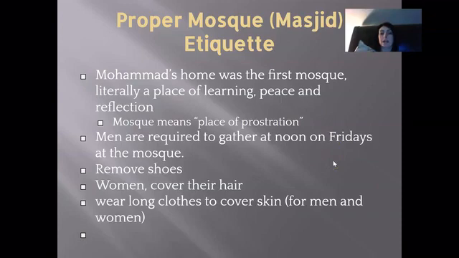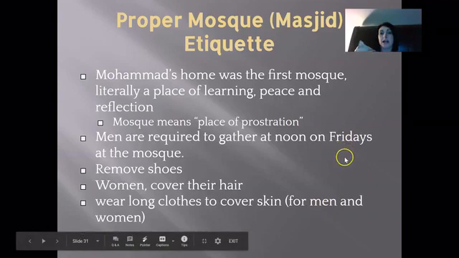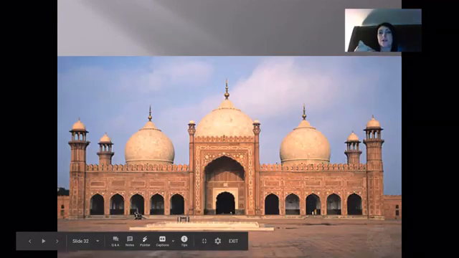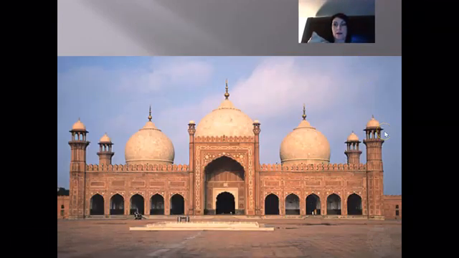Men are typically required to gather at noon on Fridays, so you will hear of what's called Friday mosques, which are for that purpose. It is customary to remove shoes. Women will cover their hair. And this is not uncommon for other faiths, too. For the longest time, to go into the Vatican, it was required for women to cover their heads as well. So this is not something that's solely Islamic. It's also customary to wear long clothes that cover the skin for both men and women when they enter a mosque. So just to show you that mosques, no matter where they are, are going to take on the regional style of the place that they are located.